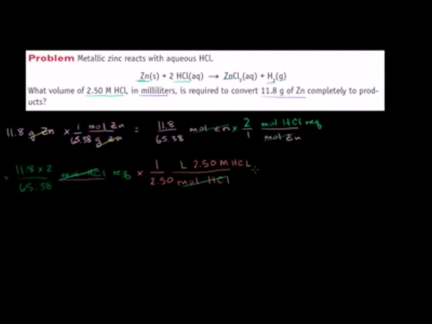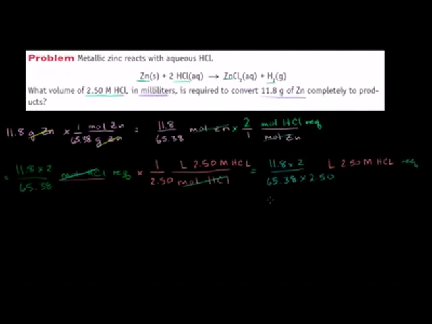And then we are left with 11.8 times 2 in the numerator. And in the denominator, we have 65.38 times 2.50. And all we're left with in our units is liters of 2.50 molar HCl solution, and then in that green, required. We're almost done.